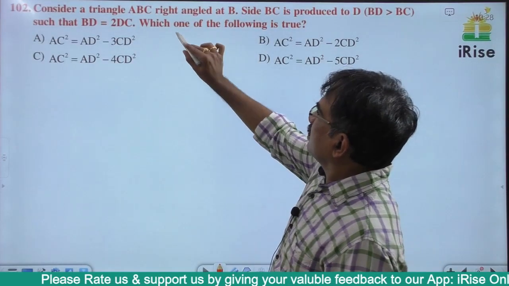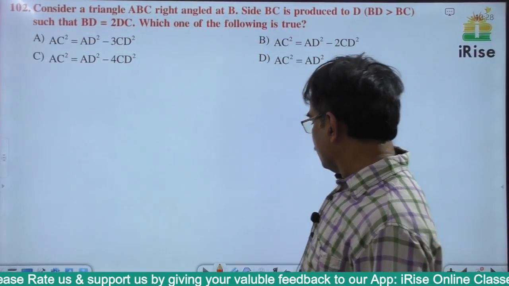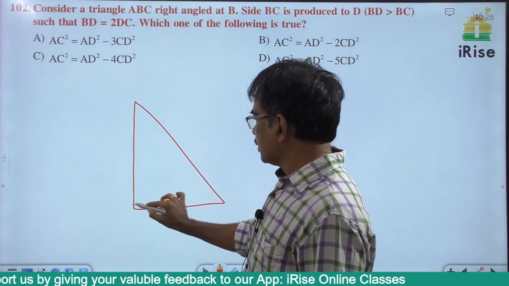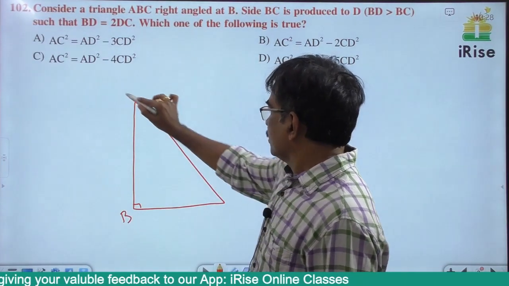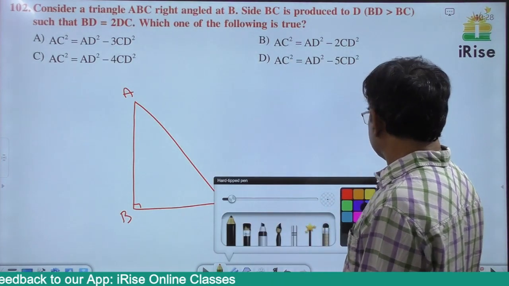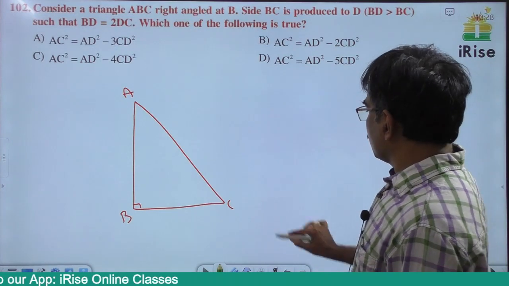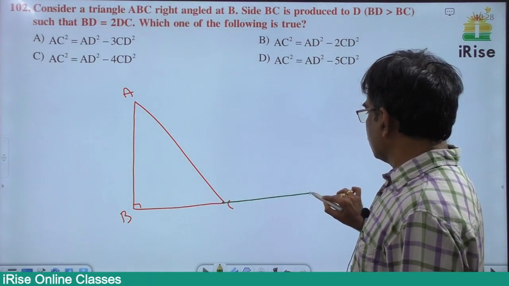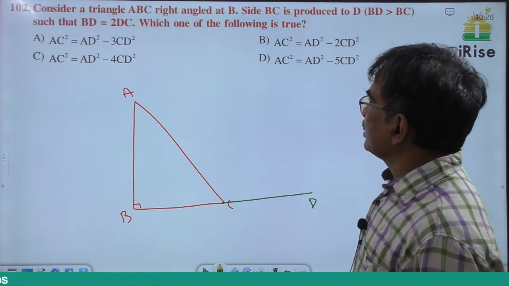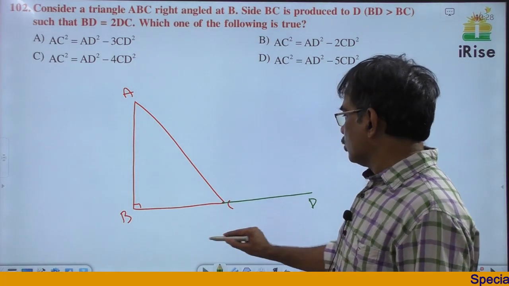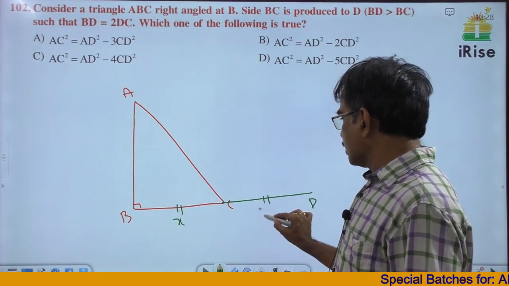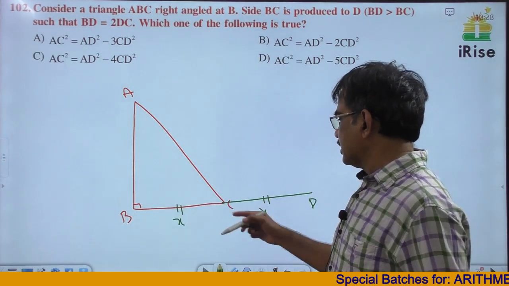Consider a triangle ABC, right angle at B. This is a triangle, right angle at B. Consider this as A, C. BC is produced, this is the extension. BC is produced to D such that BD is equal to 2DC. BD is equal to 2DC means this length is the same as this length. If this is X, this is also X. Total BD is 2X, BC is X.